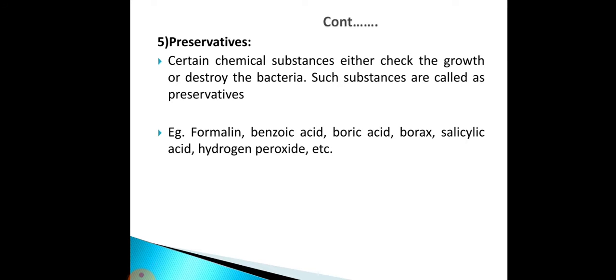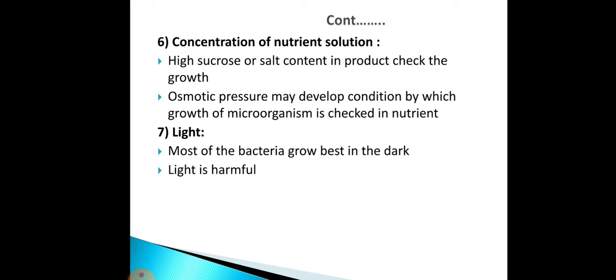The next one is the preservatives. Certain chemical substances either check the growth of or destroy the bacteria. Such substances are called preservatives. For example, formalin, benzoic acid, boric acid, borax, salicylic acid and hydrogen peroxide are examples of preservatives. The next one is the concentration of nutrient solution. High sucrose or salt content in products checks the growth of bacteria. Osmotic pressure may develop conditions by which growth of microorganisms is checked in nutrient.